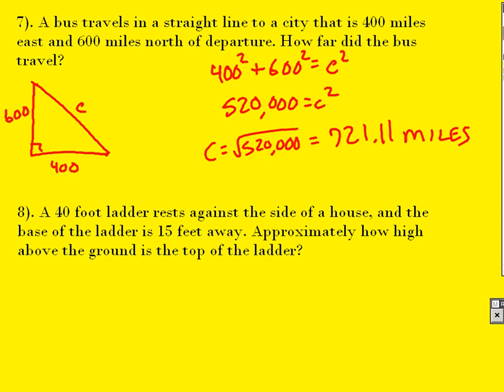Alright, number 8, we have a ladder leaning against the house. So, if you want to draw a house because you're artistic unlike me, then you can do so. There's my ladder leaning against it. It's a terrible ladder.